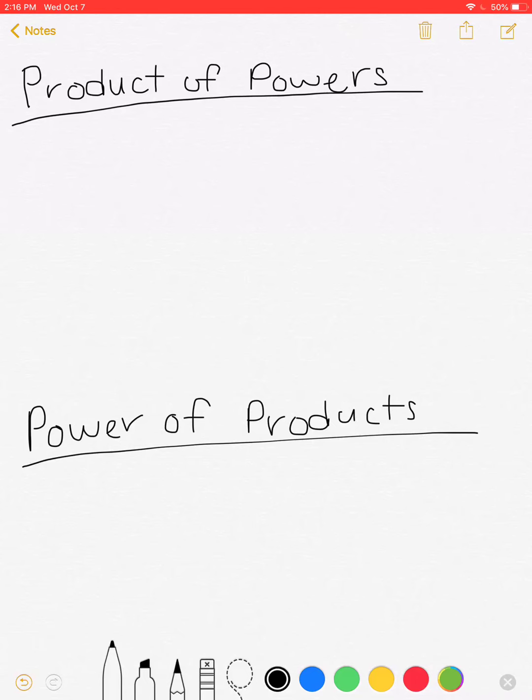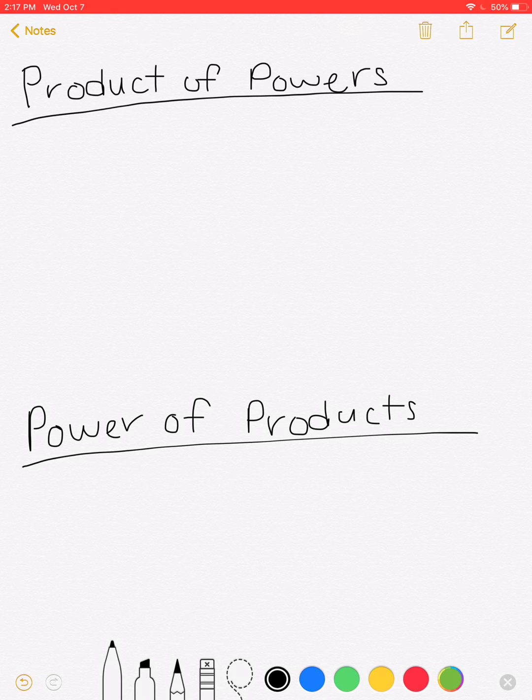Hey everybody, today we're going to be talking about two different properties, and these two properties are relating to powers or exponents. And I don't want you guys to get confused because the names are very similar. We're basically just flipping the order of words around. So try not to get confused between the two different properties. The first one is called product of powers.